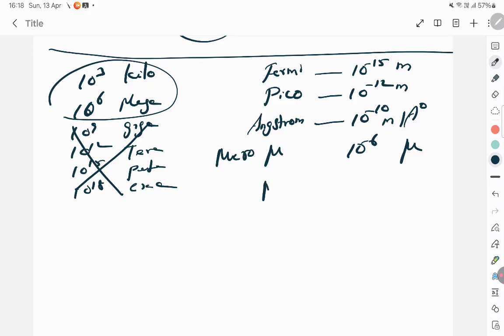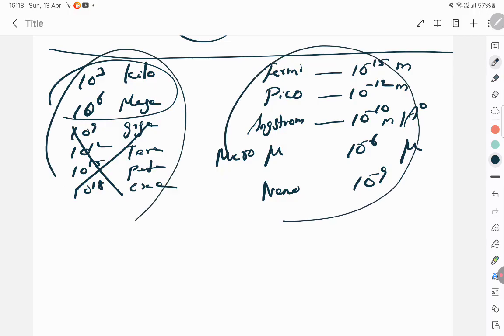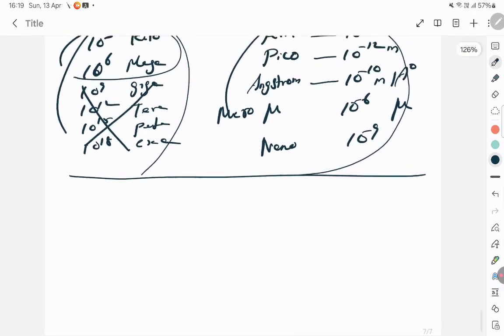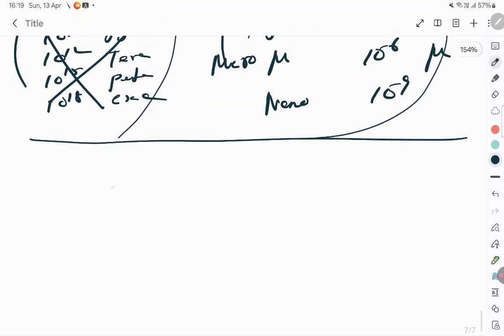Micro. Nano, I forgot. Nano is 10 to the power minus 9. Okay, so these are the various smaller units. These are the various larger units. But there are really, really larger units on Earth, such as, we should know what is light year.